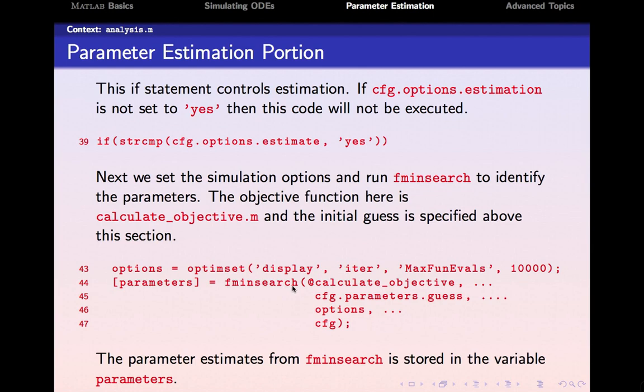Then I call fminsearch and give it the function handle of calculate objective. Then I give it my initial guess, cfg.parameters.guess. I pass on the options that I defined in the line above, and then I pass on cfg, which is my configuration variable that controls the estimation routines. When fminsearch is run, it's going to keep going until it finds some estimate of the parameters, and it's going to store that parameter estimate in the parameters variable. This is going to be a vector, and its length is going to be the same as the length of whatever guess I gave it. So it's going to be 4.